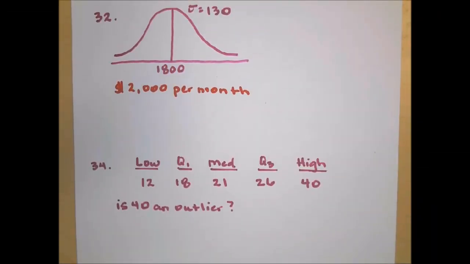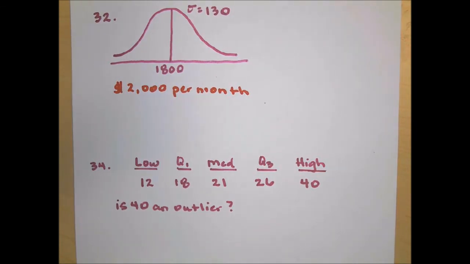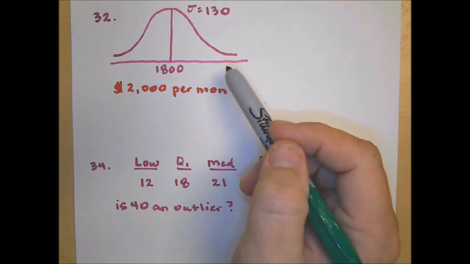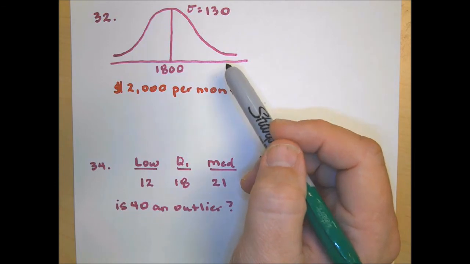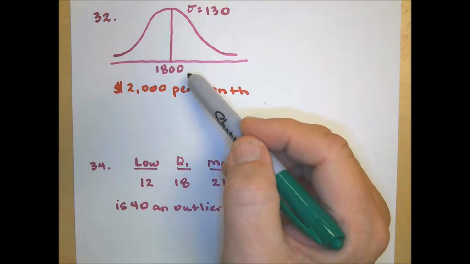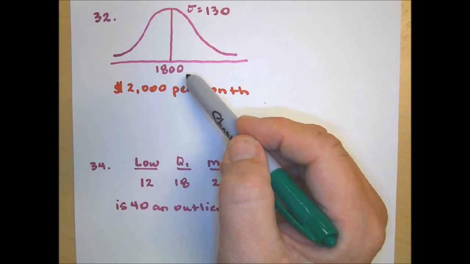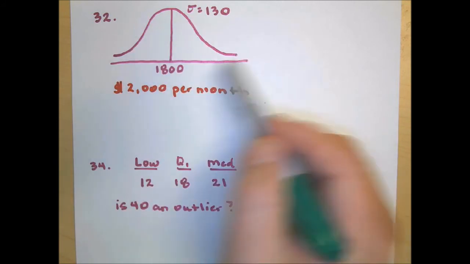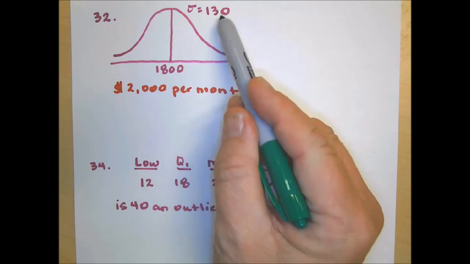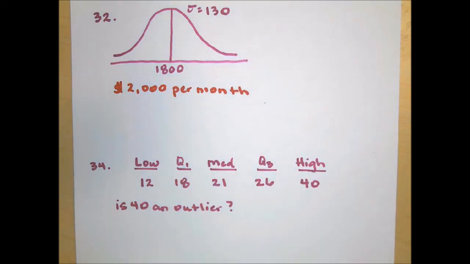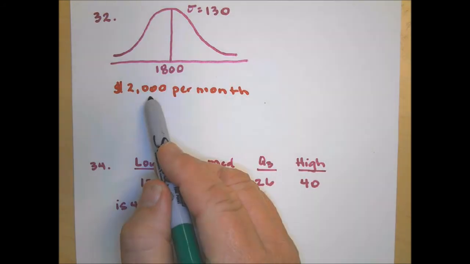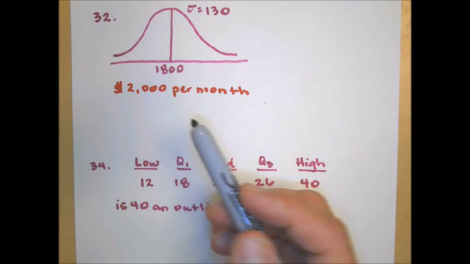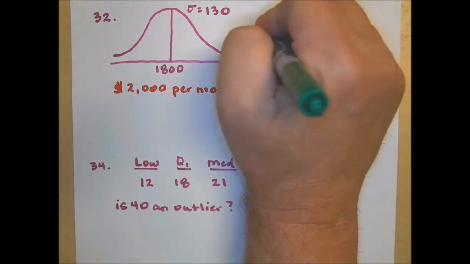Problems 32 and 34 also come from our statistics unit. Problem number 32 says that for the apartments in the area of Fairfield University, the rent follows an approximately normal curve, the bell shape, with a mean of $1,800 and a standard deviation of $130. So if your apartment that you share with your roommate is $2,000 per month, what is your apartment's z-score?